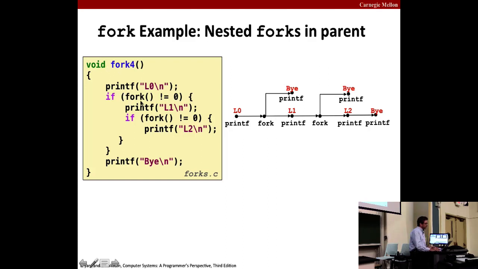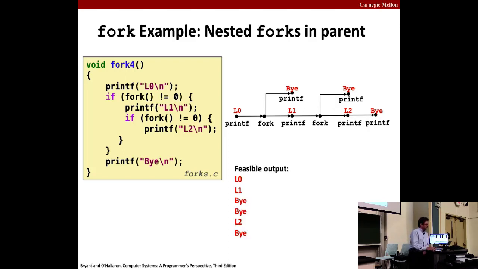So fork not equal to 0 indicates that this is the parent. So the parent prints L1, and then it does another fork. That fork creates a child. If fork is not equal to 0, then we're in the parent. So the parent prints L2 and then exits this conditional and prints bye. If fork returns 0, then that means we're executing the child. So we don't execute this code. We jump out of this conditional, and then the child just prints bye. Okay?